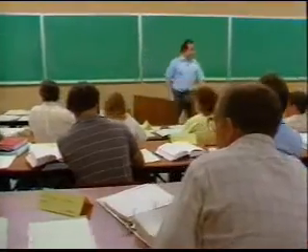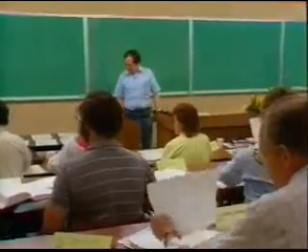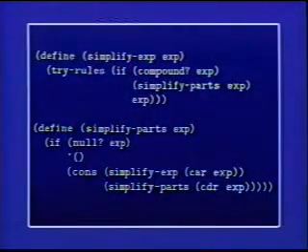Well, let's look first at the recursive traversal of an expression. And this is done in a sort of simple way. This is a little nest of recursive procedures. And what we have here are two procedures. One for simplifying an expression, and one for simplifying parts of an expression. And the way this works is very simple. If the expression I'm trying to simplify is a compound expression, I'm going to simplify all the parts of it. And that procedure, simplify parts, is going to make up a new expression with all the parts simplified, which I'm then going to try the rules on over here.